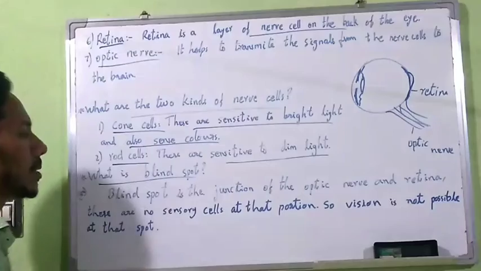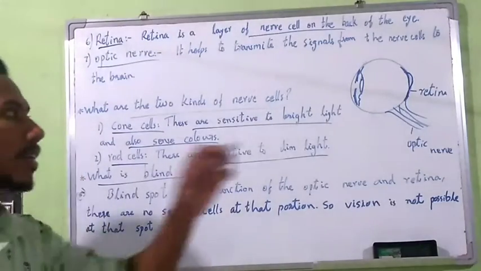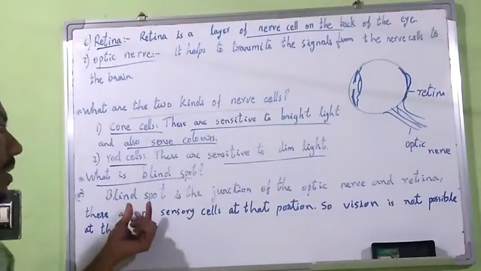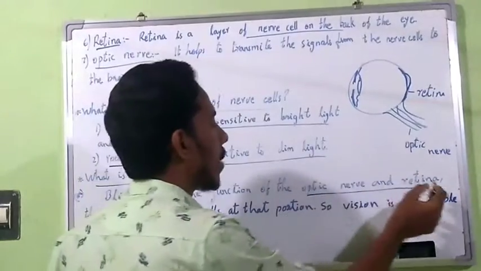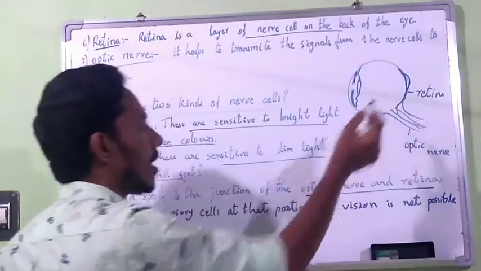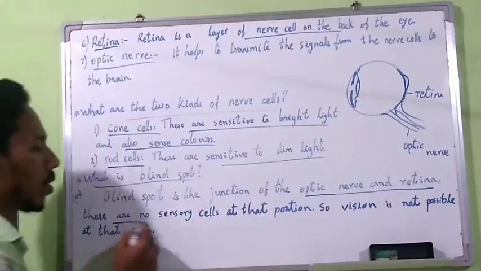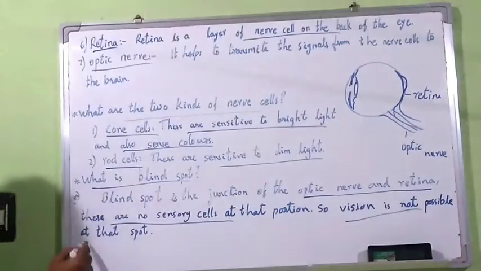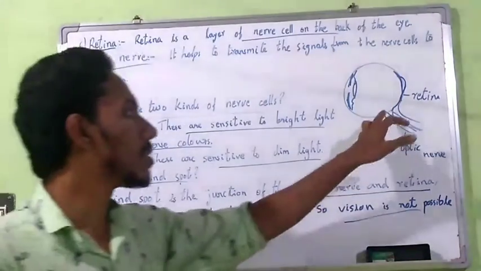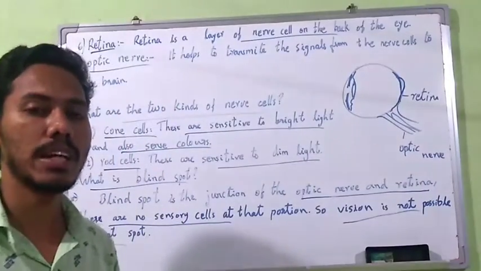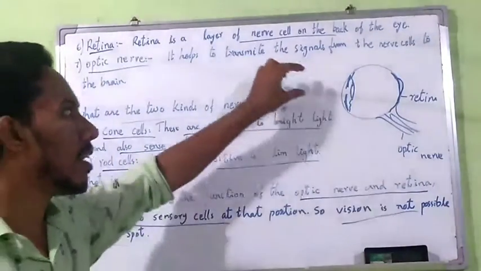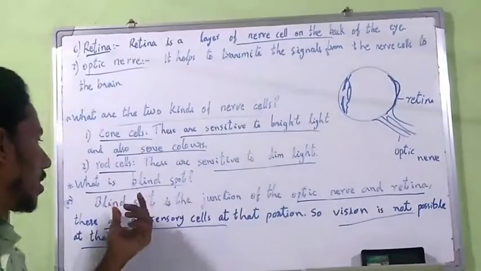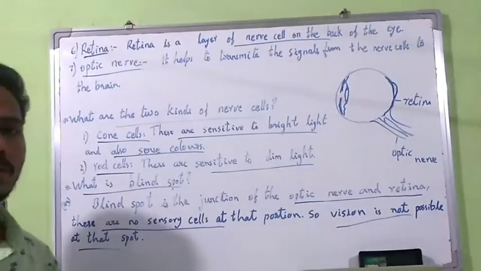Then what is the blind spot? There is a portion in our retina where there are no nerve cells. Blind spot is the junction of the optic nerve and retina. At that portion there are no sensory cells, so vision is not possible there. We cannot see objects when the light signals reach this portion. That spot is called the blind spot.